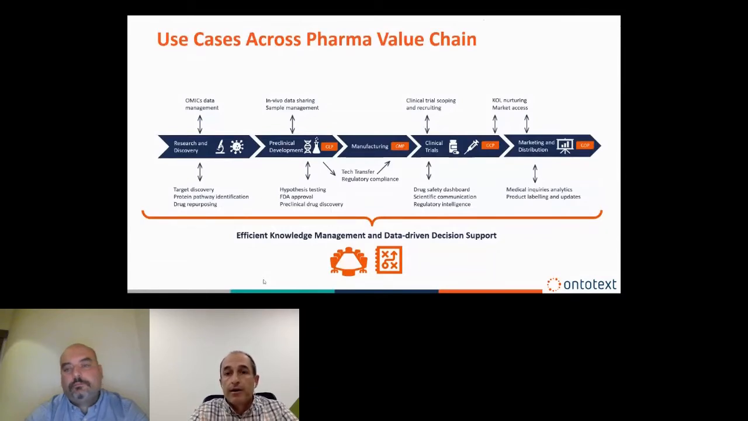As you know, especially in the clinical phases, the volume of documents is really vast. So we help companies to actually find what they're looking for in this huge volume of documents, very often very big and heavy in terms of structure, in volume, and in number. So we have experience with use cases like drug safety, scientific communication, regulatory intelligence. When it comes to marketing and distribution and market access, we have worked on use cases for key opinion leader nurturing, as well as medical inquiries, analytics, and product labeling and updates.